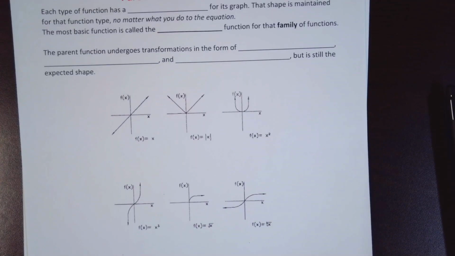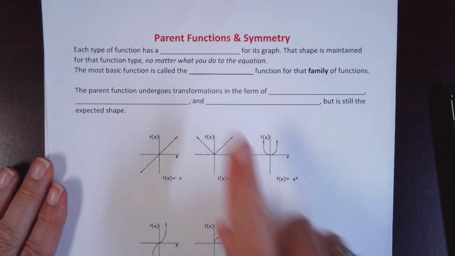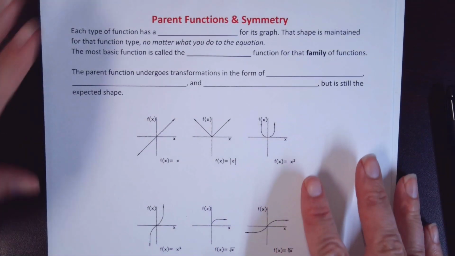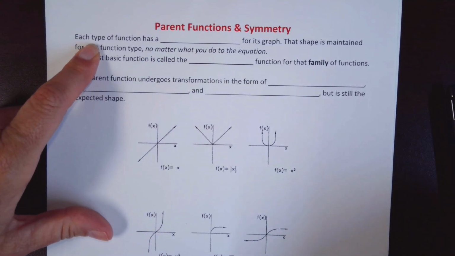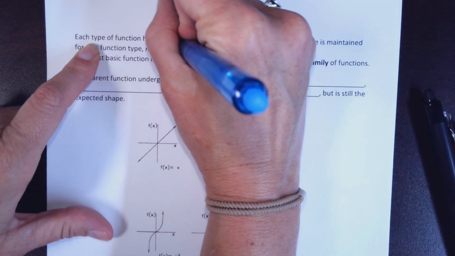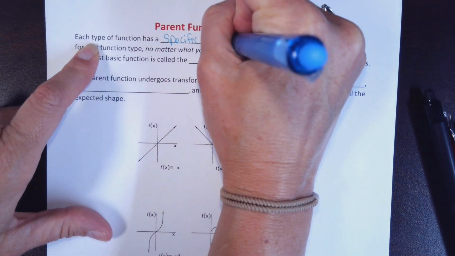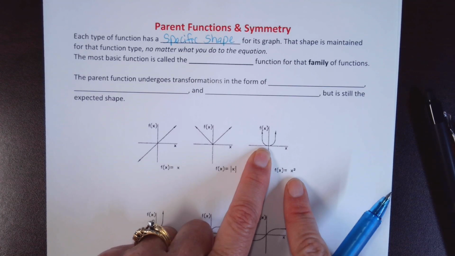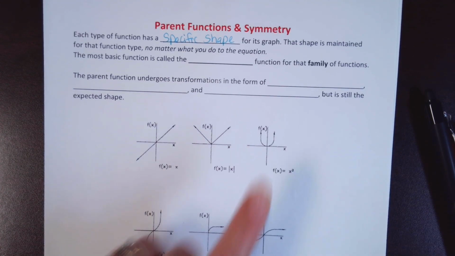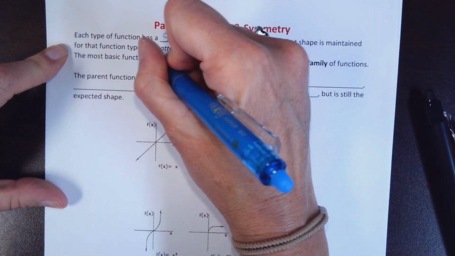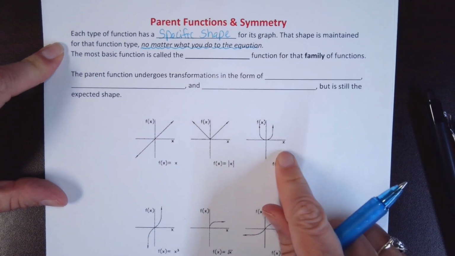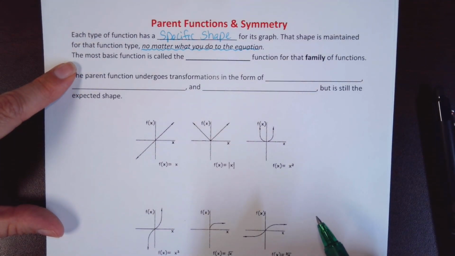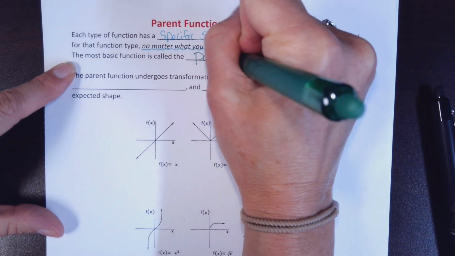Now, the last thing we're going to do together in this section is our parent functions in symmetry. These are our parent functions from our families of functions, and let's do this explanation here together. Each type of function has a specific shape for its graph. Hopefully you already know, for example, if you have a quadratic function, x squared, that is always going to give you a graph that is a parabola every single time. That shape is maintained for that function type no matter what you do to the equation. Quadratic equation, always going to be a parabola.